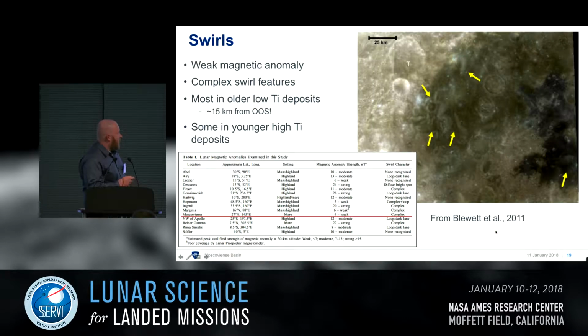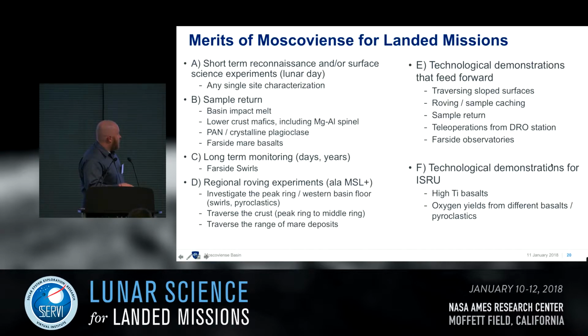And finally, I know they're going to talk a lot about swirls tomorrow, so I'm not going to go into it too much, but there is a weak magnetic anomaly in the work that Dave Blewett did a few years ago, 2011. This was actually the weakest anomaly that he included in his study, but thank you, Dave, for including it. These are the swirls. They're mostly located in that oldest unit, in the middle unit, which is located very conveniently right next to the OOSs. But there are some also in the younger high titanium basalts as well.